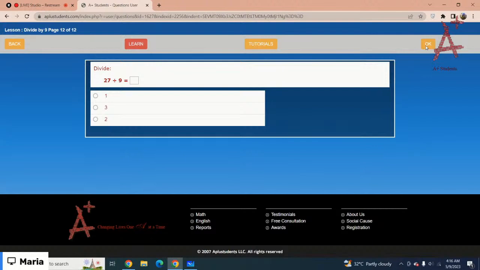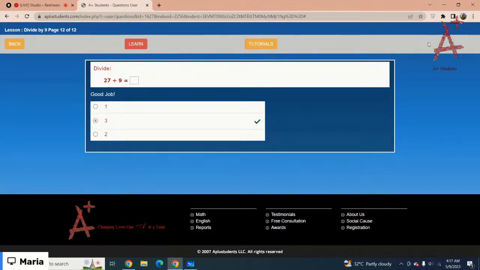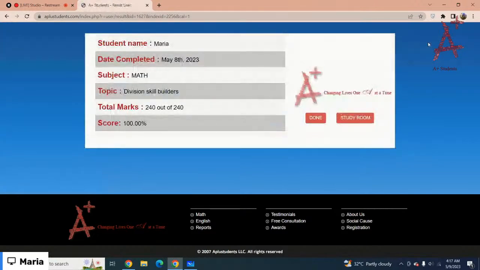Okay, 27 divided by 9. 9 times what number is 27? 9 times 3 is 27, so it would be 3. 9 times 3 is 27.